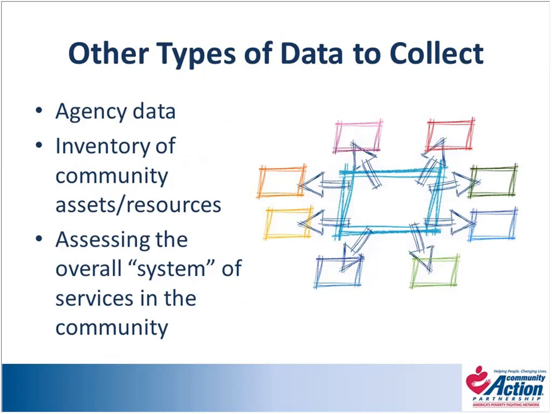It's good to have a variety just so that you're not only using surveys, because there's different types of information that you can gather from each, but don't feel overwhelmed by all of the different types, because you don't have to use all of them. So these are the last different types of data to collect. Always making sure you're looking at your agency data as well, an inventory of community assets and resources, as well as that overall system of services in the community. So we're going to talk briefly about each one of those.